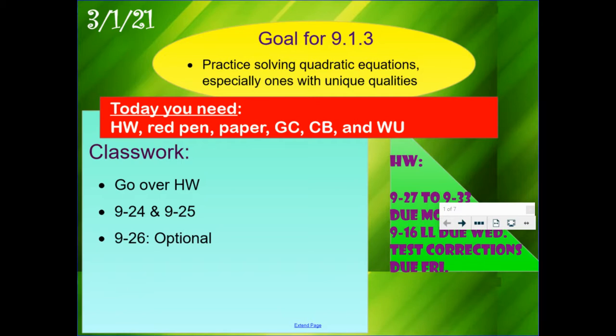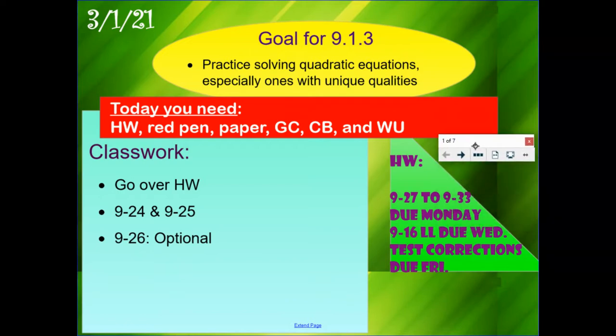So first we're going to go over some homework. There's not going to be a warm-up, so ignore that part. And we're just going to do 924 and 925. That's all you need for your notes. 926, if you want to try that one on your own for extra practice, go for it. And your homework for Monday night is 927 and 933.